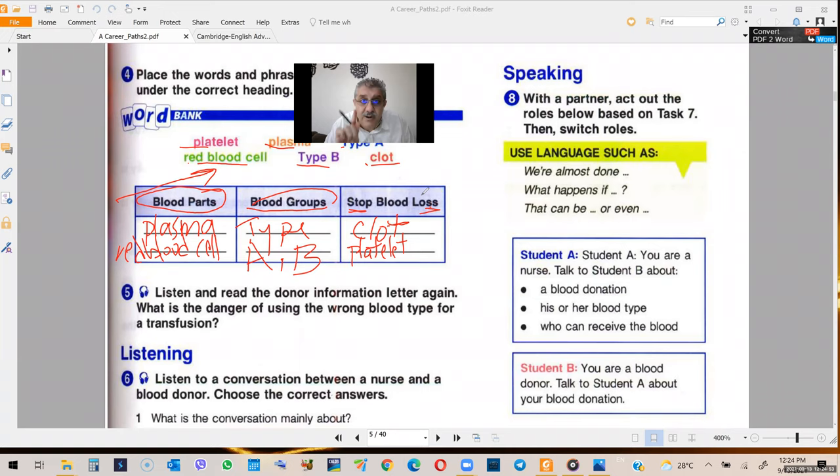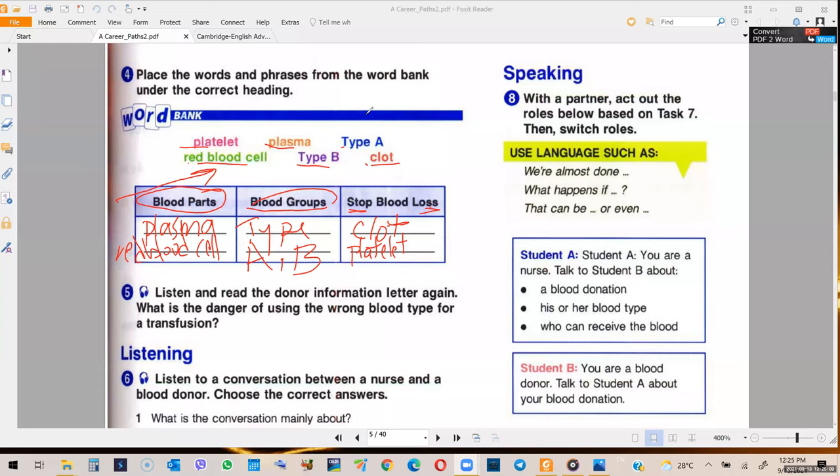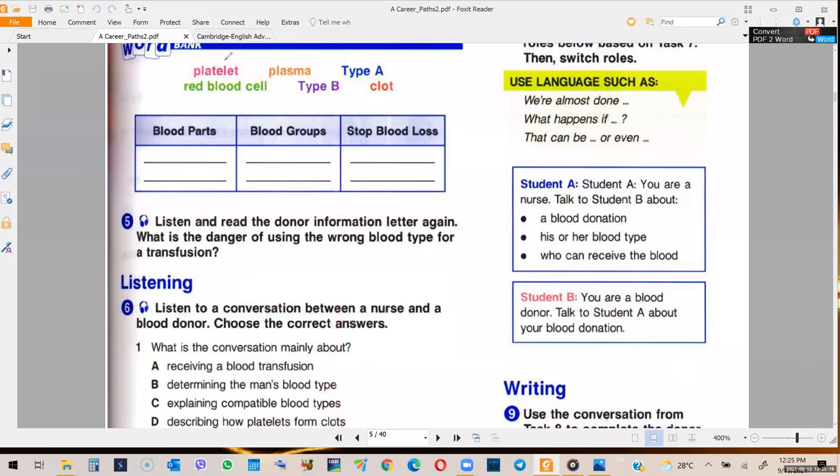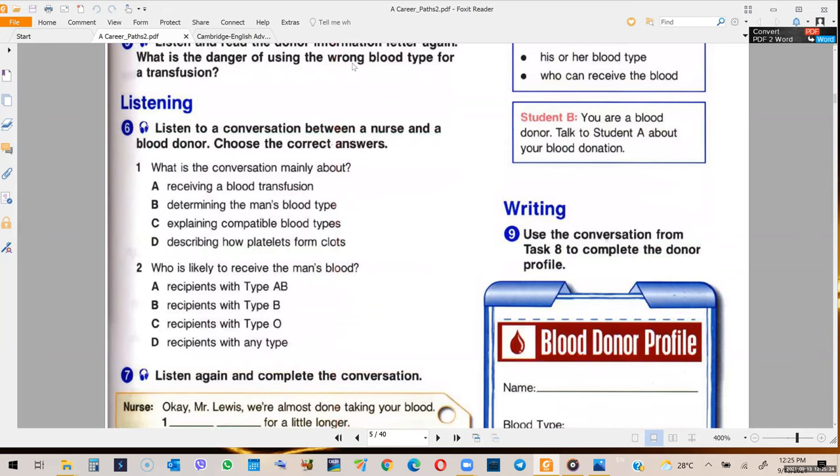No information or questions out of the textbook. Okay, this is just information. Thank you. Now, let's do the listening. Now we are going to have some listening. I want you to listen carefully. Then we are going to answer these questions. Everybody look at these questions, please. This is the listening.